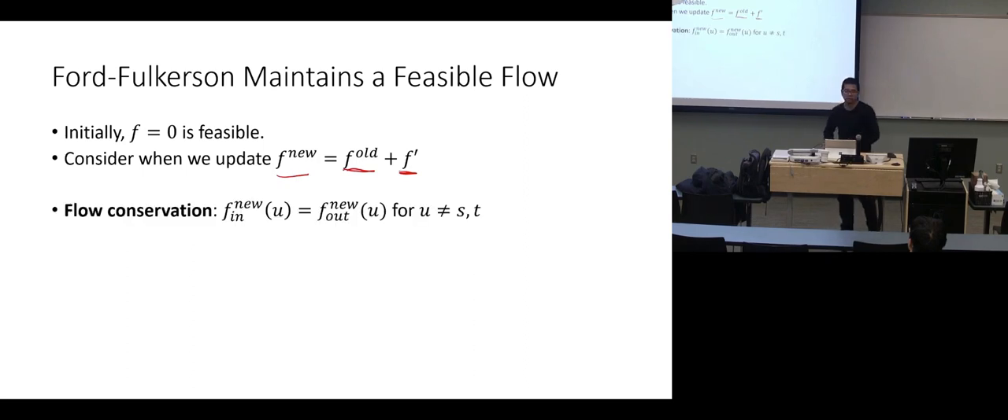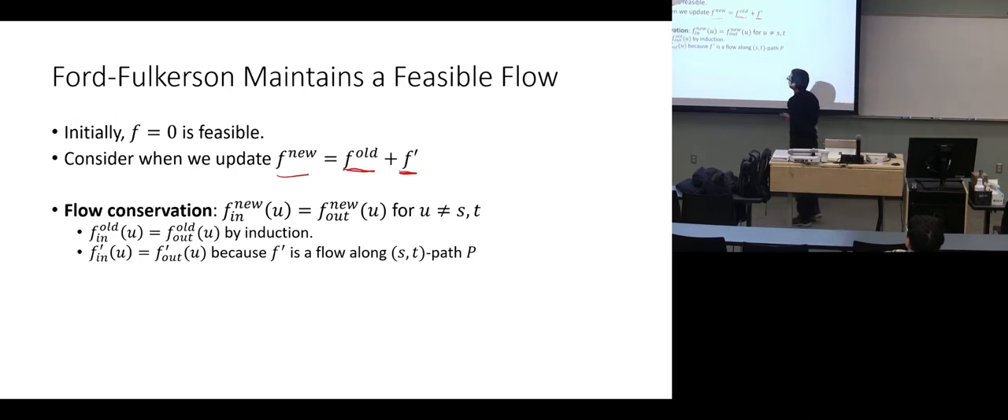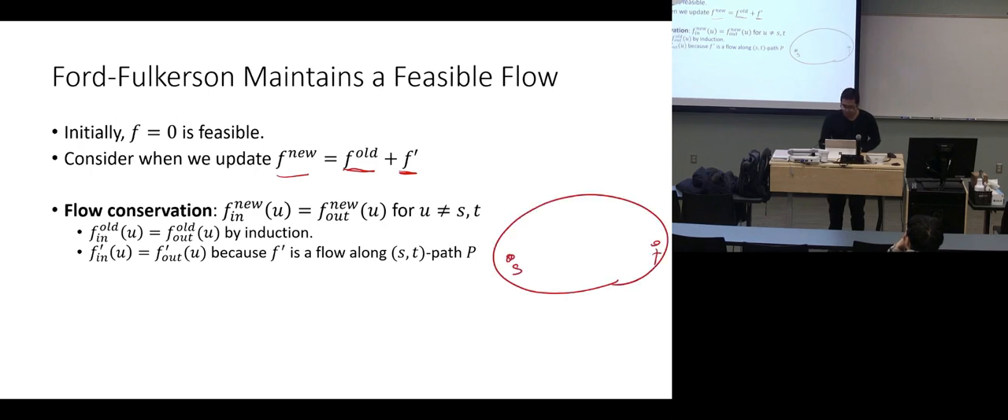There are just two things to prove: flow conservation and capacity constraint. The first one, flow conservation: we want to say that the inflow and outflow at every node which is not source and sink are the same. That is easy to see because f new is just f old plus f prime. Now the old flow has flow conservation by induction. How about f prime? f prime will have flow conservation as well. The reason is, how does f prime look? f prime looks like some S-T path.